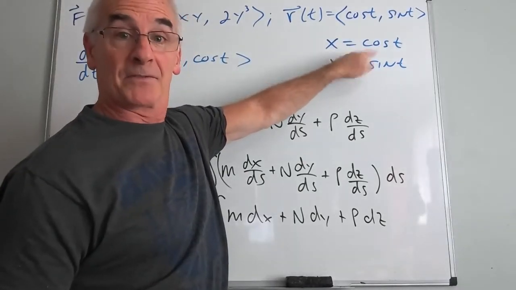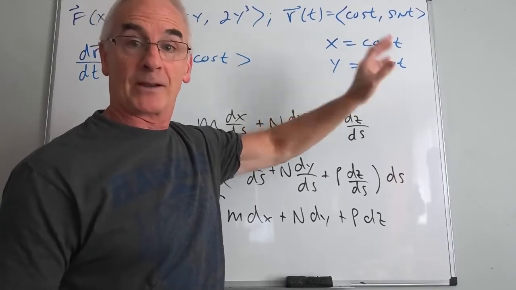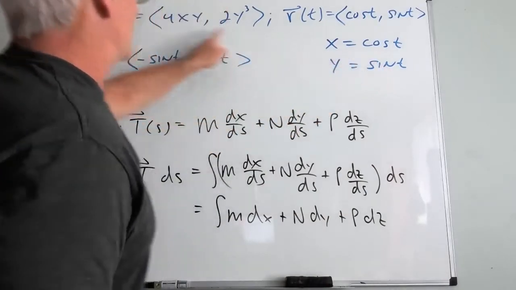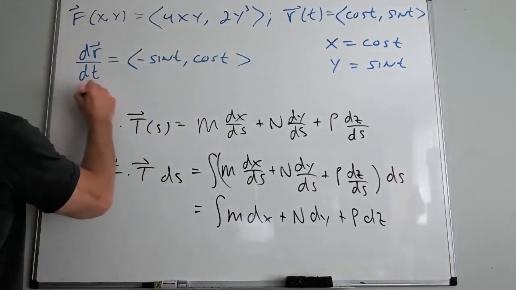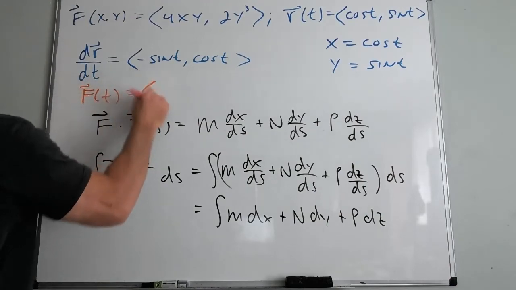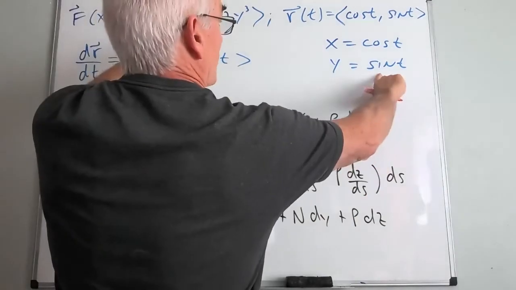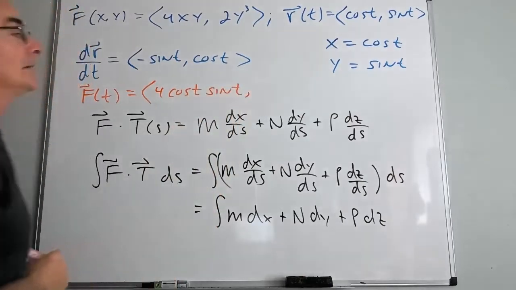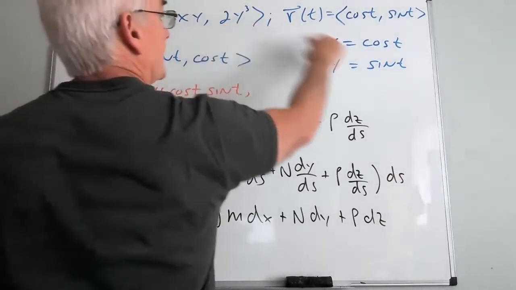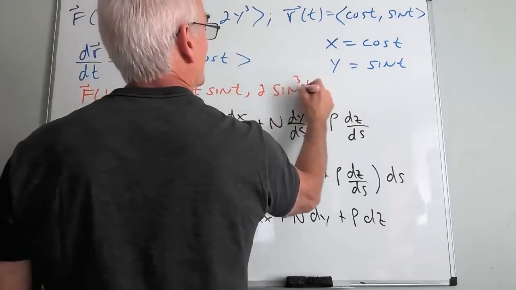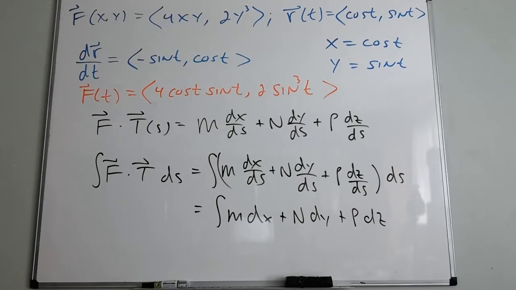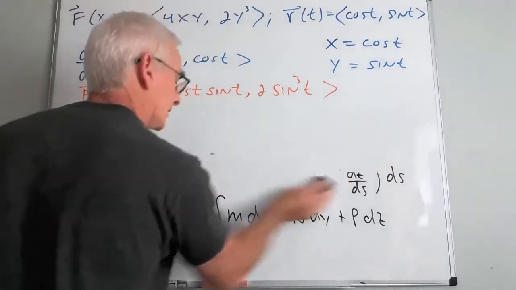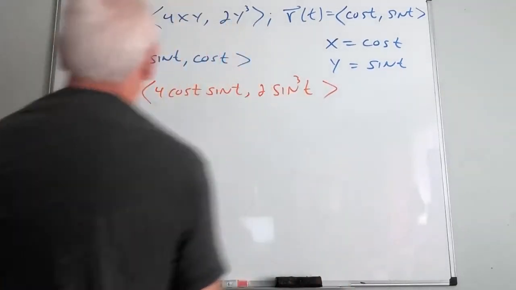This is what we did last day. This is my parameterization of my path. I have x and y now in terms of t, so I just simply replace that x and y with these. My force as a function of t will be 4 times x times y, so that will be 4 cos t sine t, and then 2y cubed would be 2 sine cubed t. Now the process is not so bad. I don't know if my integral is going to be easy, but I know I can clearly state my integral.